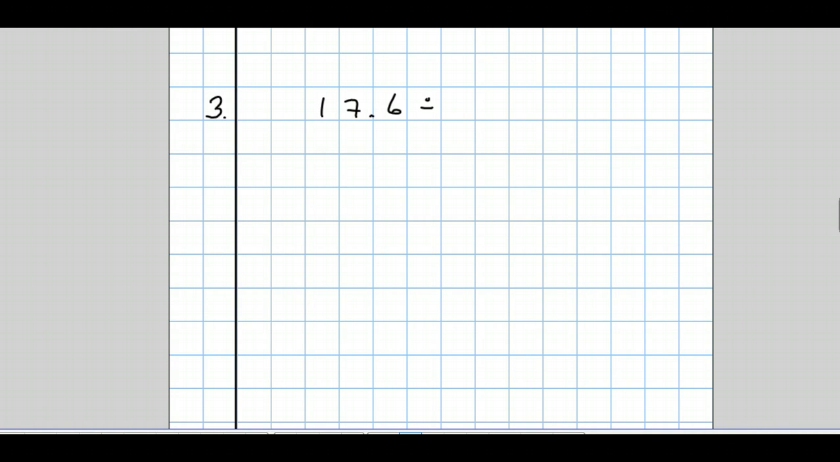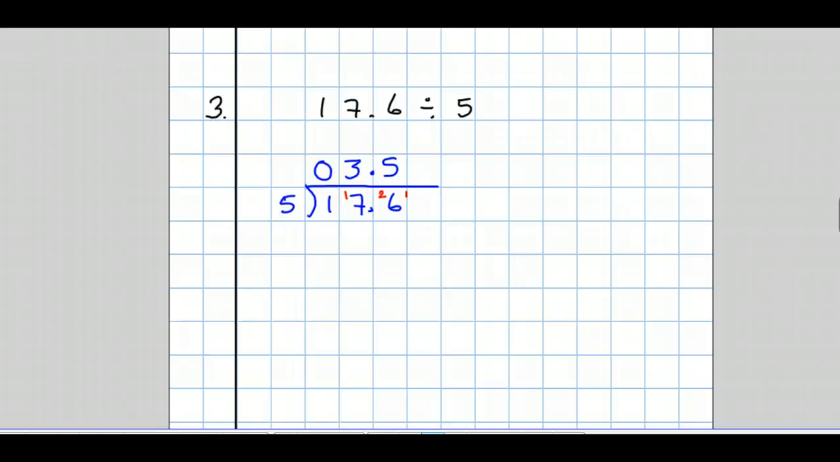17.6 divided by 5. Let's go through 5 again. So we draw our bus shelter, put 17.6 inside, put 5 outside, and before we do any arithmetic, decimal point here. 5's into 1. 5's bigger than 1, so it goes 0 times, it won't fit in. 0 times 5 is 0, so there's 1 left over. 5's into 17, go 3 times. 3 5's are 15, so there's 2 left over. 5's into 26, go 5 times. And we still have 1 left over.